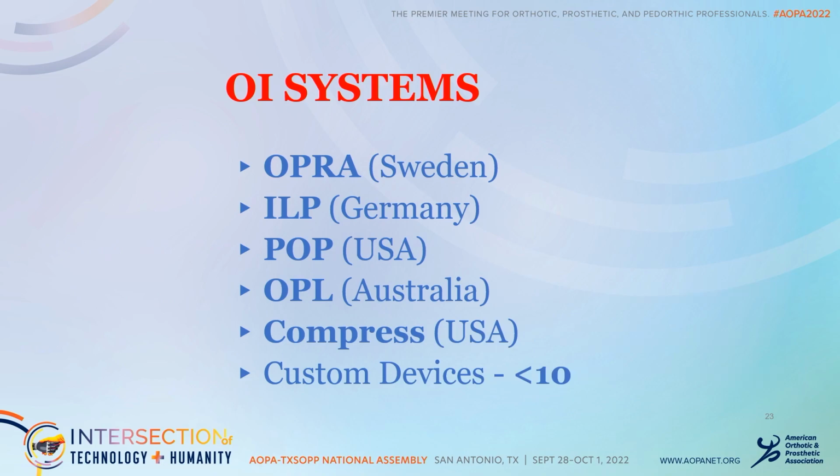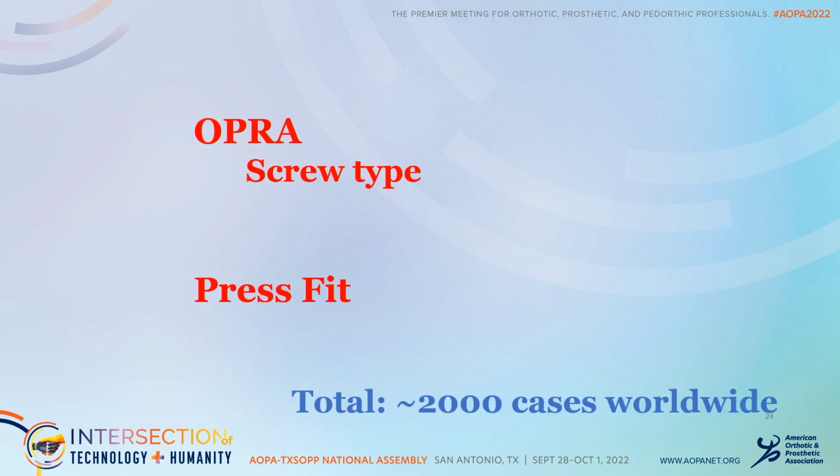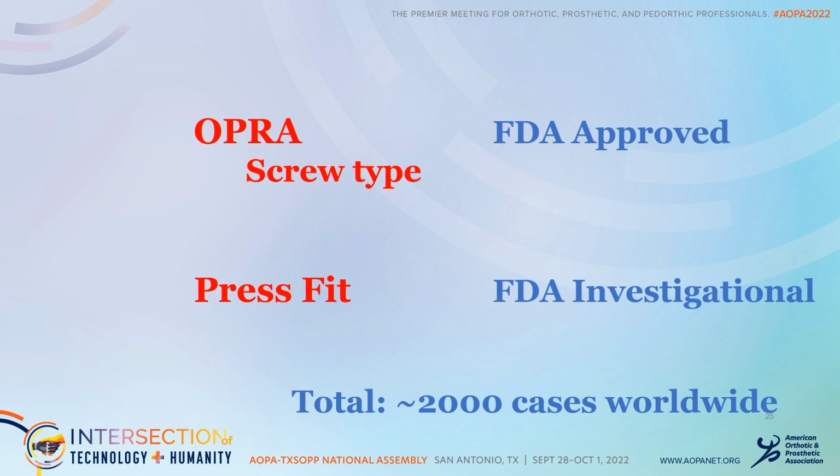So I just talked about a bunch of different systems. And you've got to remember, all these different systems... is there also a compress system that's in the United States? No. I think you really want to think about, if you're a prosthetist right now, that there are two kinds of devices. There's the OPRA screw device, and there's the press fit device, and there are about 2,000 people in the world that have had this procedure. And the thing to remember about the screw fit device is it's FDA approved. The thing to know about the press fit is it's undergoing investigational trials right now in the United States.